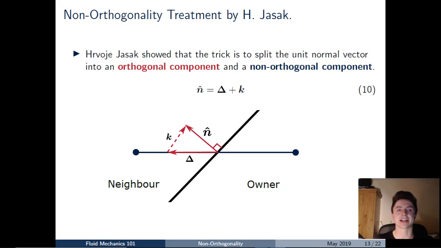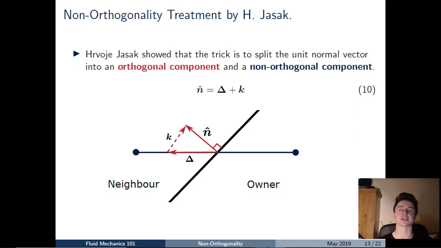Professor Jasak in his thesis shows that the trick to evaluating the diffusion term is to split the unit normal vector n into two components, which we're going to denote as delta and k, following the original notation used by Professor Jasak. If you want to go back and have a look at his thesis, you should be able to follow along exactly. In this decomposition, we're replacing the normal vector n by a component delta which is parallel with the vector d that connects the owner and the neighbour cell centroids. And then the remnant that's left over from this we're going to call k, and that's a non-orthogonal component.